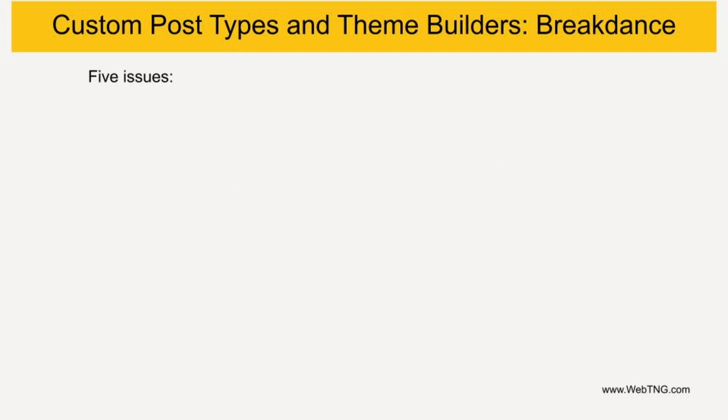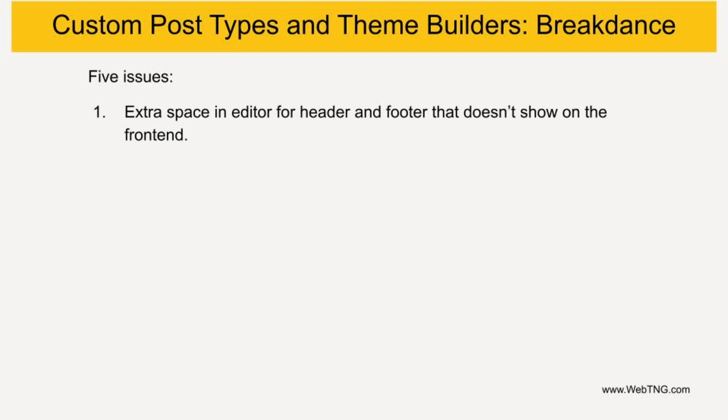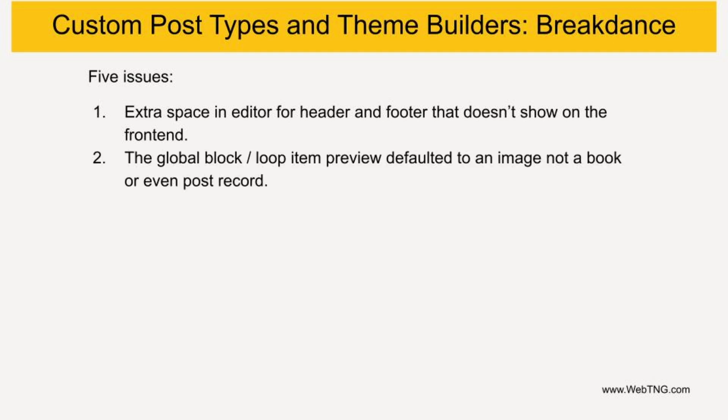One, when creating the header and footer, there was a lot of space shown in the editor at the top and bottom that didn't show on the front end. And I wasted some time on that, looking around to see how I could eliminate that extra space, which turned out not to be an issue. Two, the preview at first defaulted to the image media attachment. It took a little bit to figure out that I needed to switch to look at a single book record. Not a big deal, but it's kind of an odd default first choice.